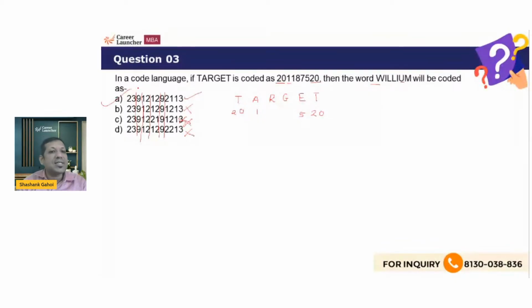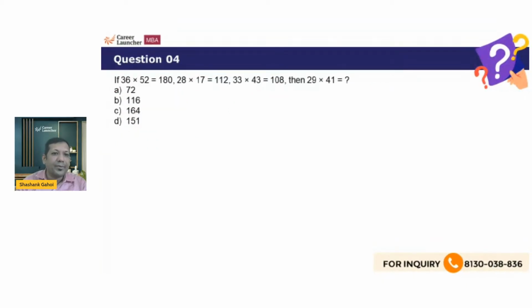So this is the standard approach. Your job is not to write everything, that you write W, you write I, you write L. No, no, no. Just see what the values are. If all the options have some common values, don't even check those values. This one.